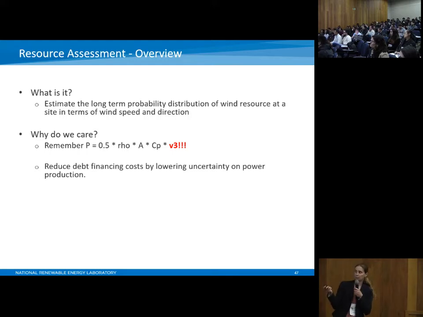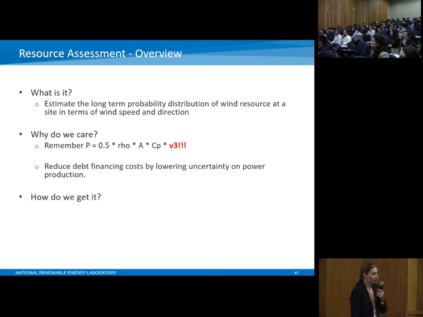So this potentially matters more than any other parameter up here in terms of determining how well your plant is going to perform. We want to ensure that we have a really good characterization of what that long-term wind speed is going to be at the site. By doing so, we can reduce debt financing costs, lower uncertainty in what we actually get out of our power production, and ensure that we have a good performing plant long-term.